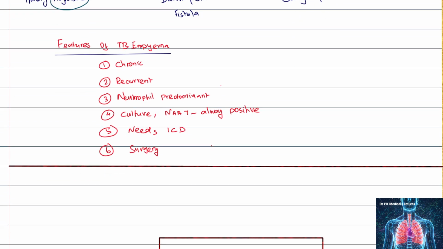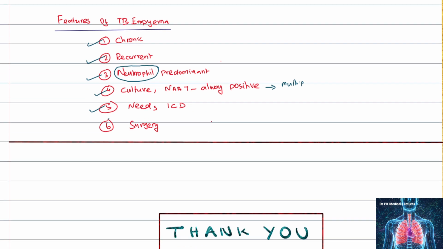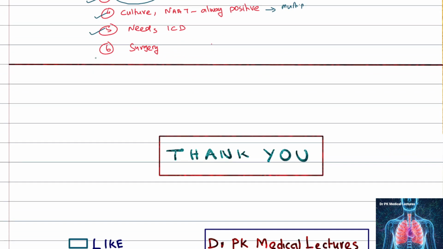So the features of TB empyema are: number 1, chronic. Number 2, they are recurrent. Number 3, they are always neutrophil predominant. Culture and nucleic acid amplification technique are always positive because of the multiplication of the bacilli. It always needs intercostal tube drainage. More patients need surgery because of the complications.